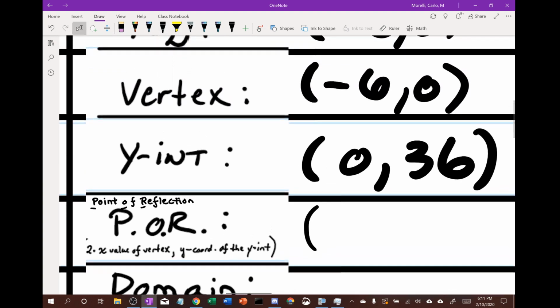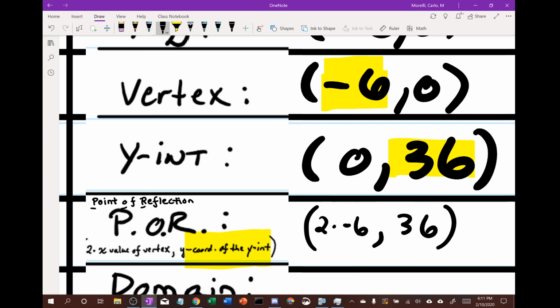So let's look at the vertex. So here's the vertex x-coordinate, and we just need to do 2 times -6. So we could write 2 times -6 as the x value, comma, and then it tells us down here the y-coordinate of the y-intercept, which would be this right here. So that's comma 36. Now, what is 2 times -6? 2 times -6 is -12, so we can just write -12, comma 36.